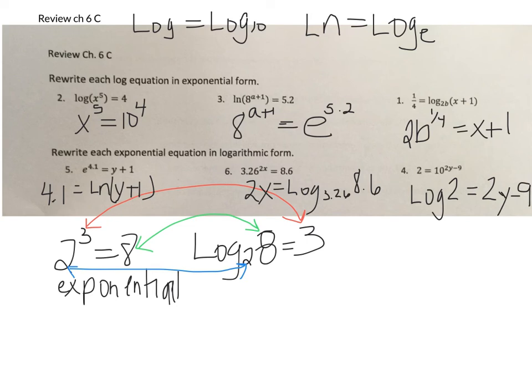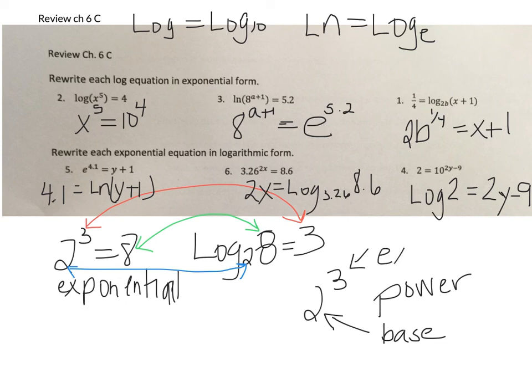So remember that we have powers. 2 to the 3rd is called a power, or an exponential equation once you put it equal to something. The base is that number. It's what's being raised to the exponent. So keep that in mind when you are rewriting these, because the base of your exponential power is always the base of your log.